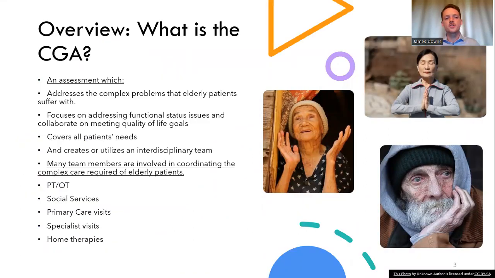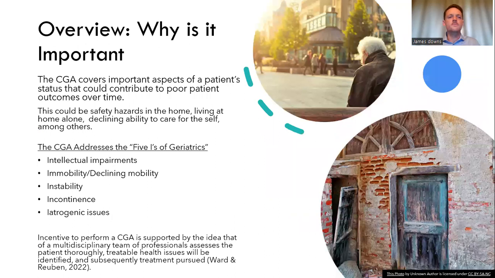It's an assessment which addresses the complex problems that elderly patients suffer with. It covers the patient's needs and utilizes an interdisciplinary team to really focus on and identify all of those issues that include functional decline and cognitive decline that patients develop over time. As our patients age out in practice, we'll start seeing some declining, and we might even see some things in ourselves.